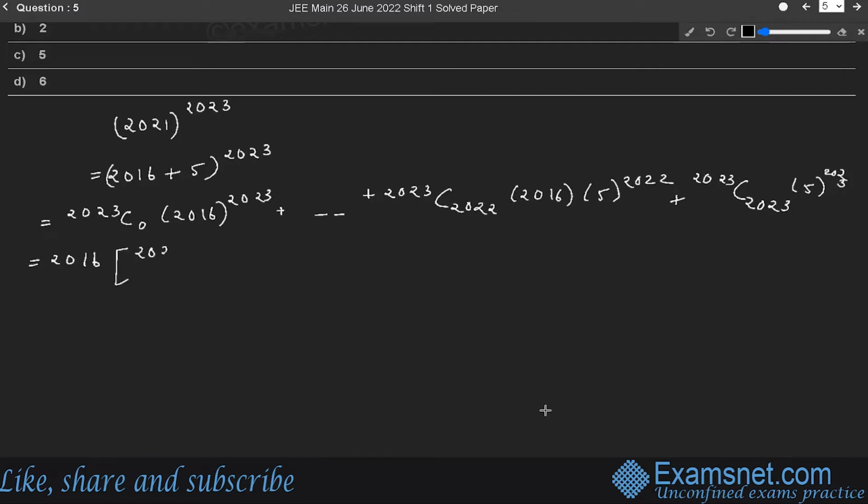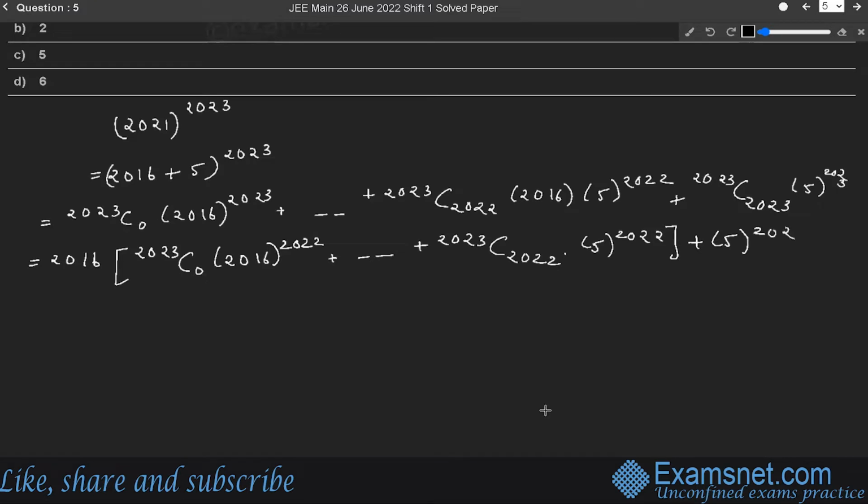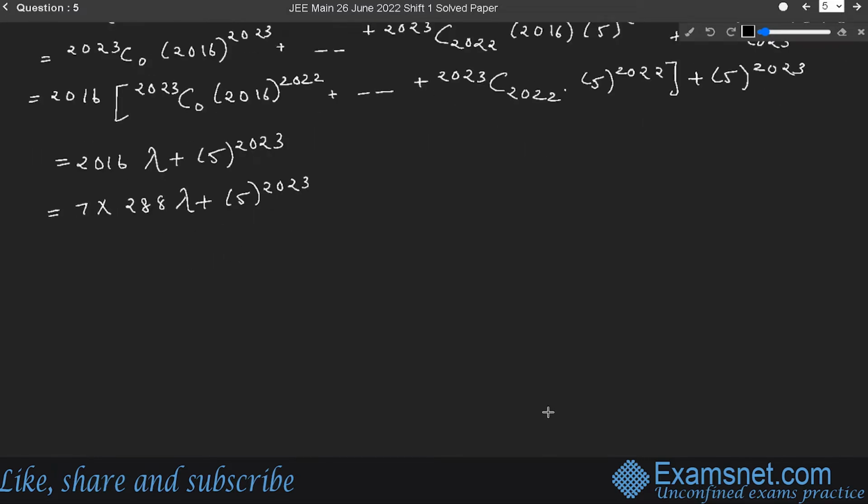Remaining terms will be 2023 C0, 2016 power 2022 plus so on up to 2023 C2022 into 5 power 2022, plus 5 power 2023. So this will be equal to 2016 into lambda plus 5 power 2023. So again it will be equal to 7 into 288 lambda plus 5 power 2023. So it can be written as 7k plus 5 power 2023. Let this be equation number 1.